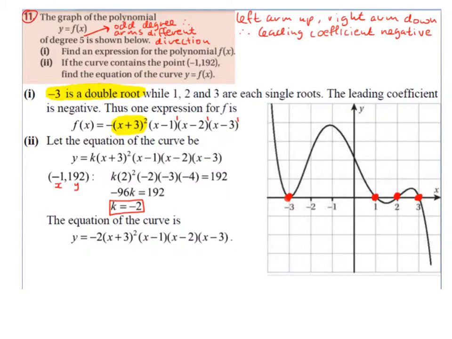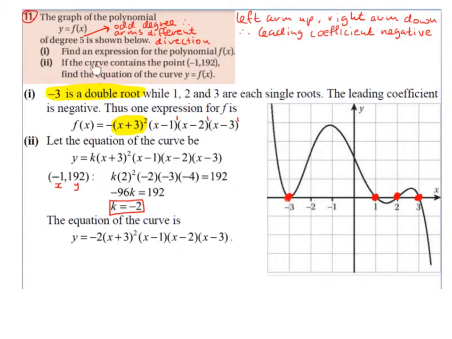We know that the leading coefficient is negative, thus one expression for f is going to be f of x equals minus x plus 3 squared times x minus 1 to the power 1 times x minus 2 to the power 1 times x minus 3 to the power 1.